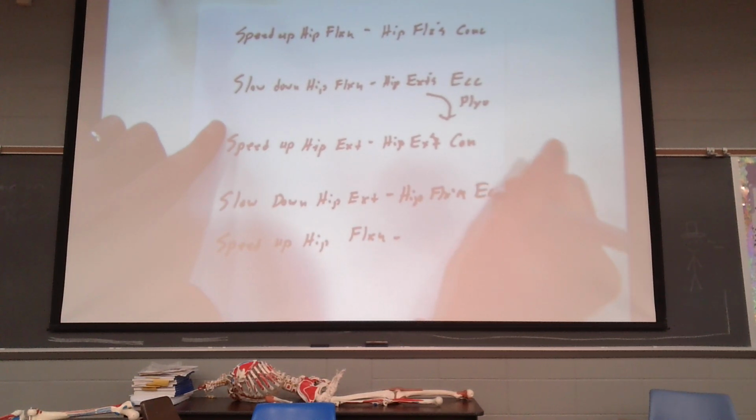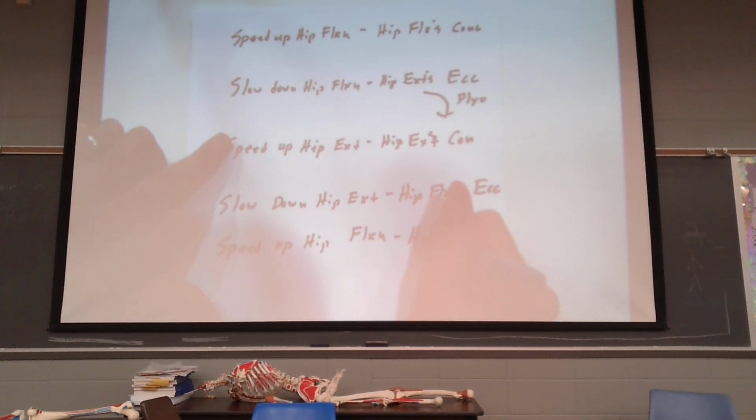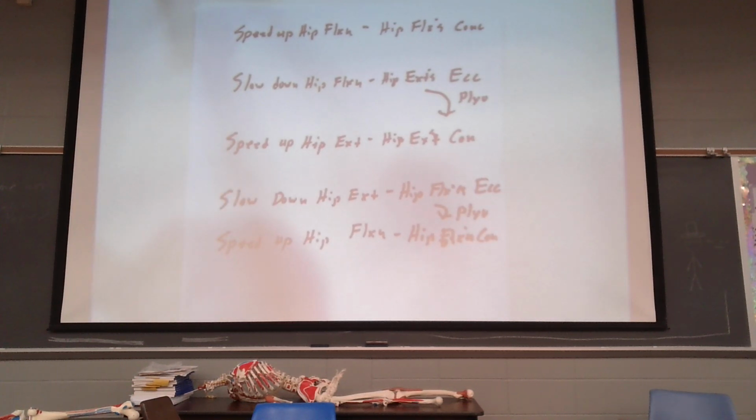Through eccentric. And then we get right back to where we started, speeding up the hip flexion, hip flexors. And the reason I did this is to show you the plyo. So what's the plyometric sequence for your hip extensors? Slowing down the flexion followed by speeding up the extension. What's the plyometric sequence for your flexors? Slowing down the extension followed by speeding up your flexion.